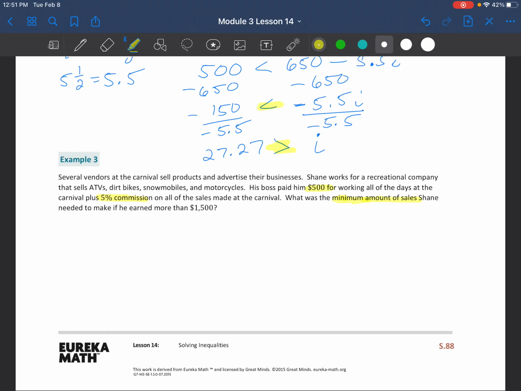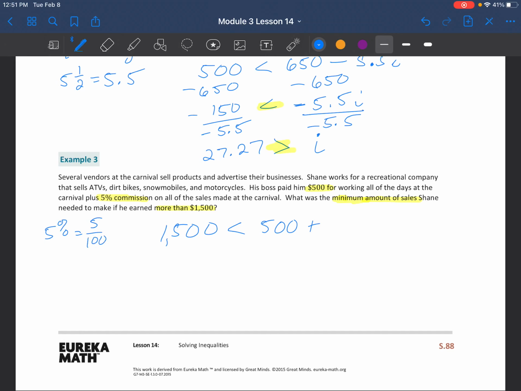So what information do we have? We know that his boss paid him $500, right, for working all those days. He also got a 5% commission, right? And what we're trying to figure out is what is the minimum amount of sales, okay, if he made more than $1,500, okay? So we are going to put our 1,500 on this side. You can put on the other side too. You just need to make sure you have the right sign. This is going to be $1,500 is going to be less than whatever, right?